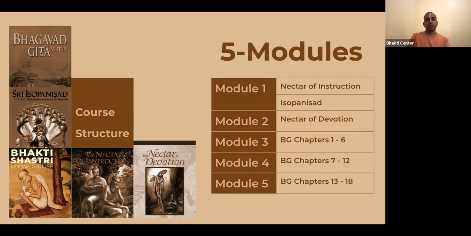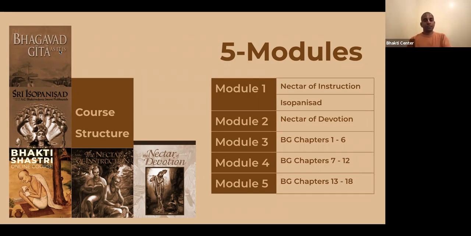So these 4 books will be classified into 5 modules. In module 1, as you all might have read so many times, the Nectar of Instruction and Ishopanishad is module 1. Nectar of Devotion is module 2. Bhagavad Gita is divided into 3 modules because generally Bhagavad Gita is divided into sections of Karma Yoga, Bhakti Yoga and Jnana Yoga. So we have also divided it in a similar way.